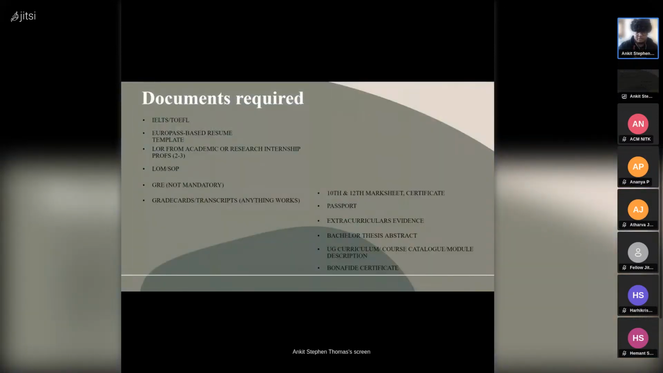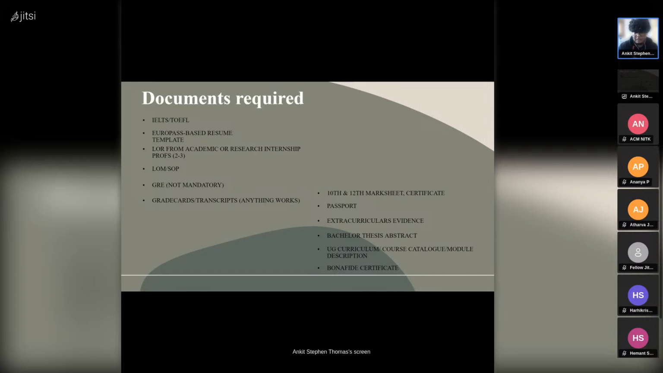So the generic documents that we'll be requiring for a master's program anywhere, for any country, are these. These are the entire documents. I won't go into everything in detail, but something I want to highlight is, for Europe particularly, GRE is not mandatory, because they have realized that it's not a very vital parameter to assess candidates on. So they take into consideration your entire profile.